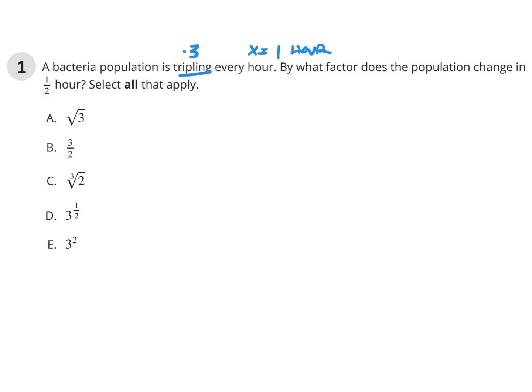So the factor, when we say factor, we are only worried about the b part. In an exponential, a times b to the x power, the factor is the b and the x. This is the factor. So b is 3, x is 1, but we want 1/2 hour, so we have to divide this by 2. So if x is 1/2 hour, that's d.